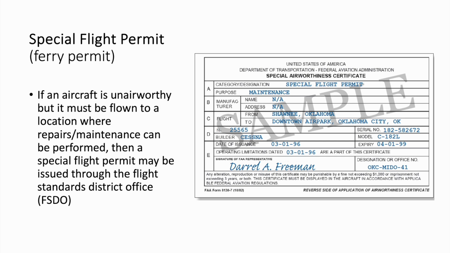There's something called a special flight permit or ferry permit. If your aircraft is in an unairworthy condition and you need to fly to another airport where maintenance can be performed, you can request this permit from something called the FSDO. That stands for Flight Standards District Office. You would request this permit or certificate from them, and they would approve you to fly an otherwise unairworthy aircraft.